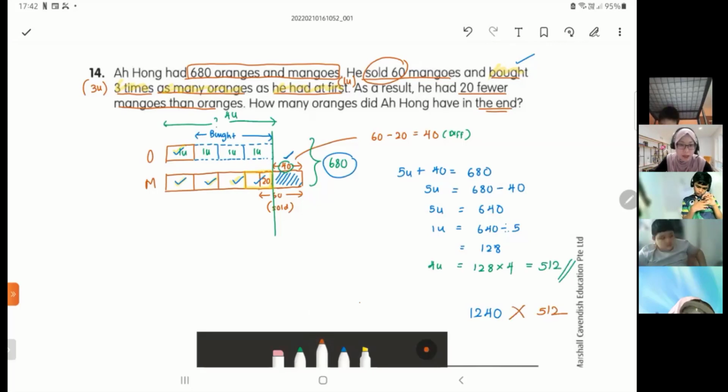Comparison units method, but I start with the back. If you notice, I start with the after before I go to the before. Okay? So working backwards, comparison units.